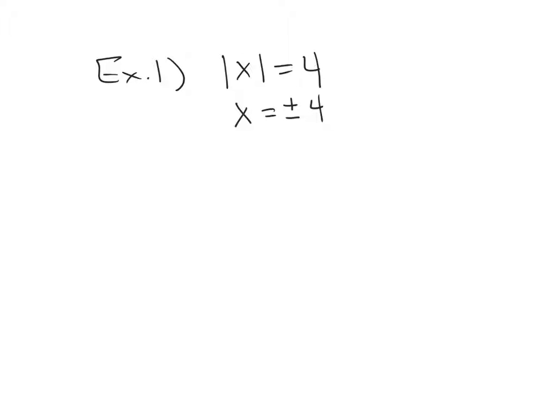So this sign right here that I'm going to highlight is your positive or negative. That is what undoes your absolute values, which are right here. Okay?